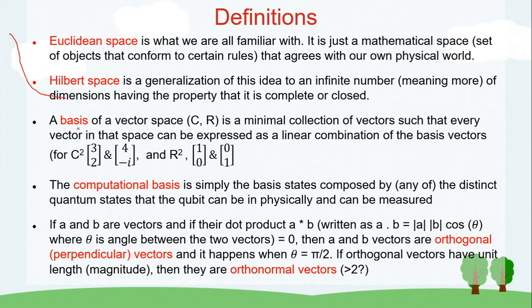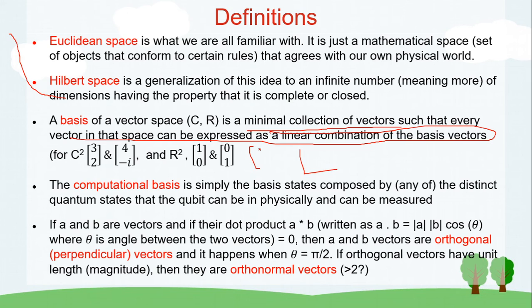Then basis of a vector. So again you try to know the minimum things. So basis of a vector space is a minimal collection of vectors. We don't want to have too many vectors. The minimum number of vectors such that every vector in that space can be expressed as a linear combination of basis vectors. For example, suppose I put your two-dimensional plane, and then I can represent any vector.